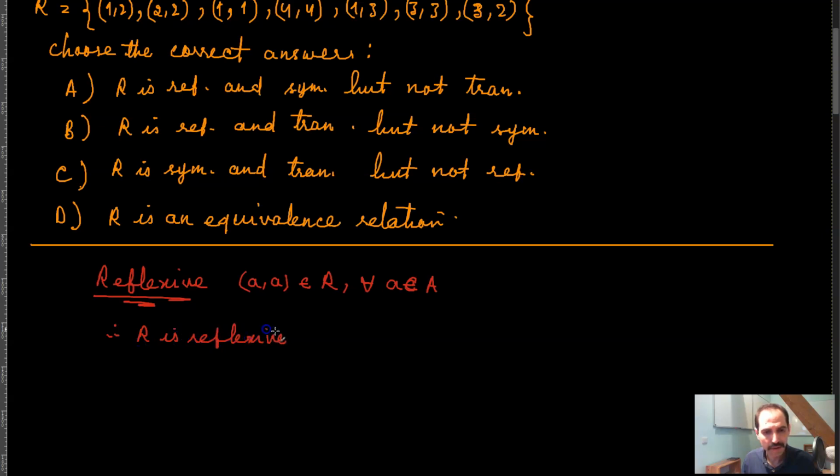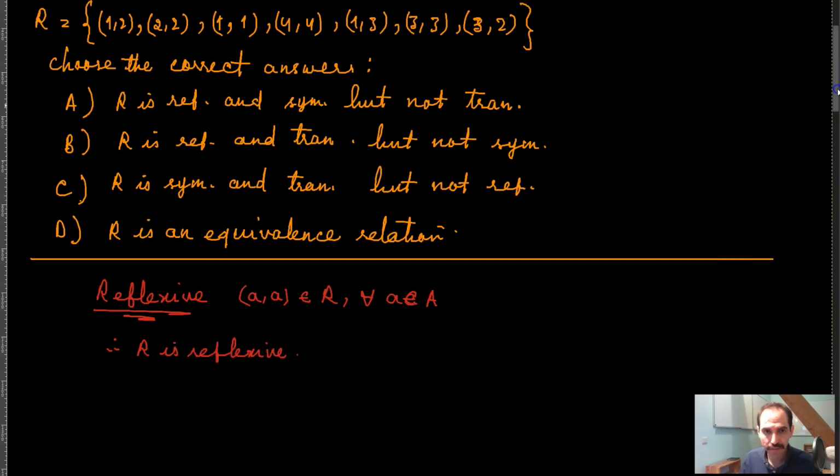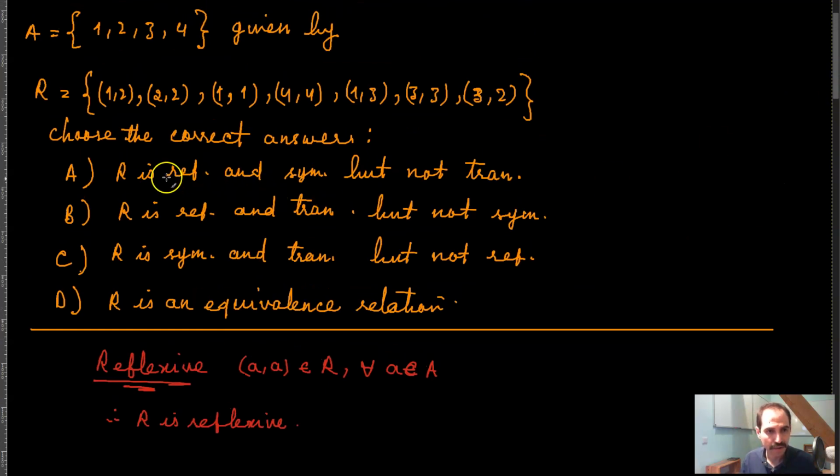Now based on this, we can rule out a couple of options. Here we are saying R is not reflexive, so this is not the case. Any of these three, A, B, or D, can be the answer. Now let's see if R is symmetric.